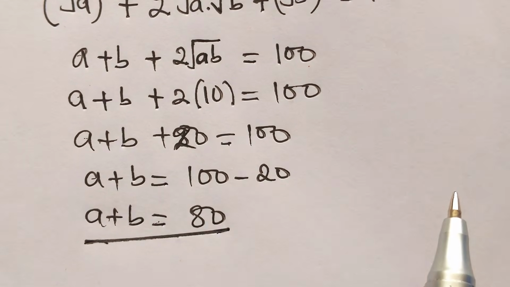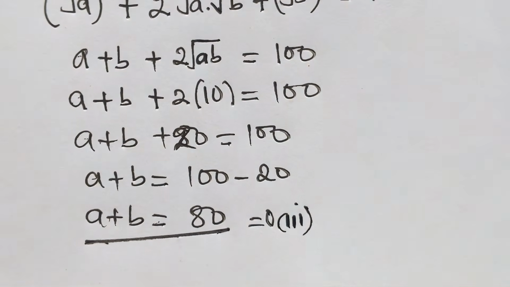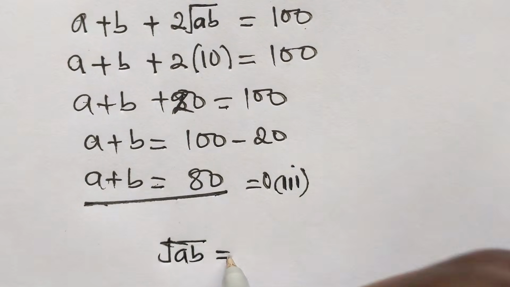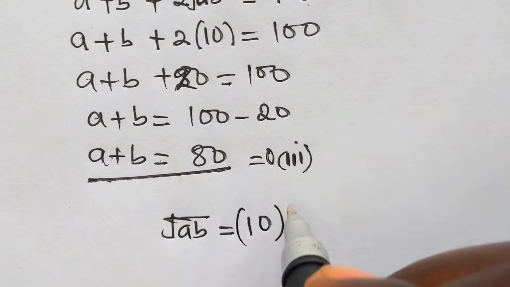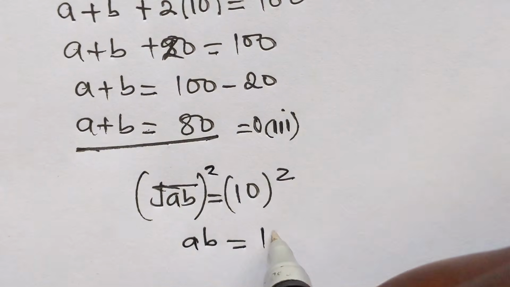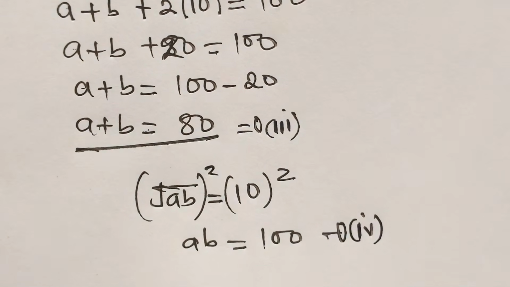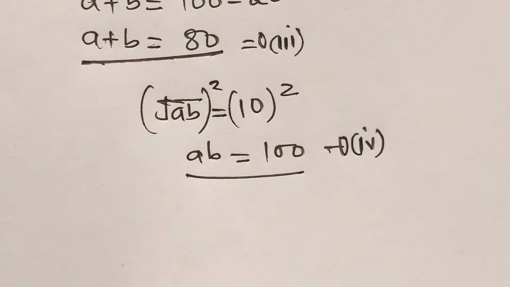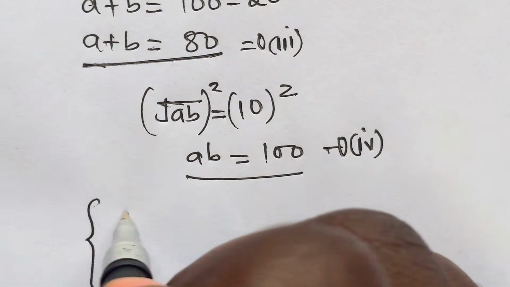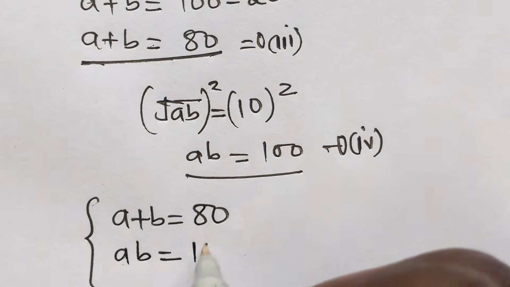Then this will be equation number 3. And of course we have been given square root of ab equals 10. Then by squaring both sides we shall get ab equals 100, to mean that this is equation number 4. And we're going to solve them simultaneously. Here we have a plus b equals 80, and of course here I have ab equals 100.